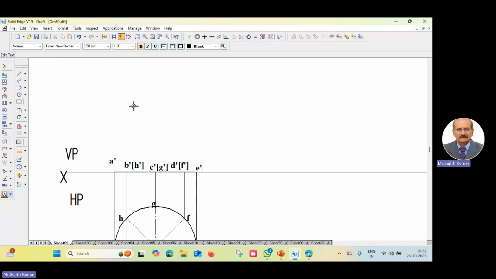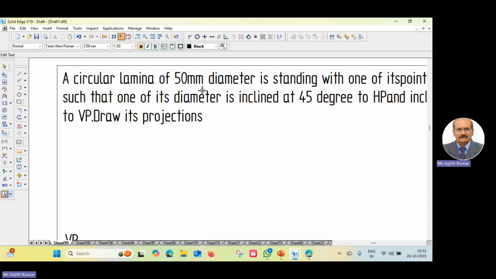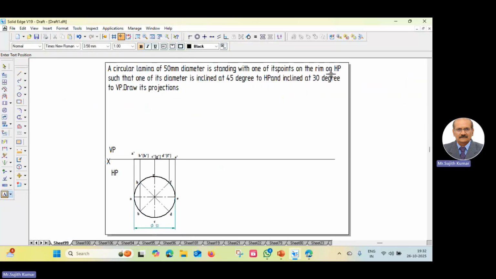Now read the data. 50 mm diameter, starting with one of its points on the rim on HP, such that one of its diameters is inclined 45 degree to HP. 45 degree to HP means below the XY line. When you project it, it appears on VP. So on VP, this line should be rotated. Select it, copy and move it, then rotate it by an angle of 45 degree above the XY line.